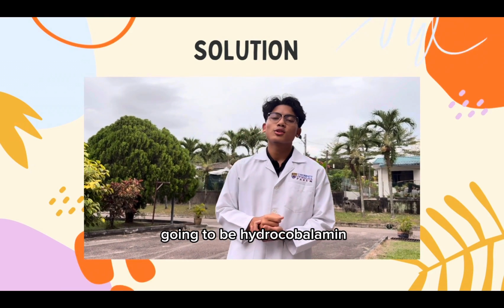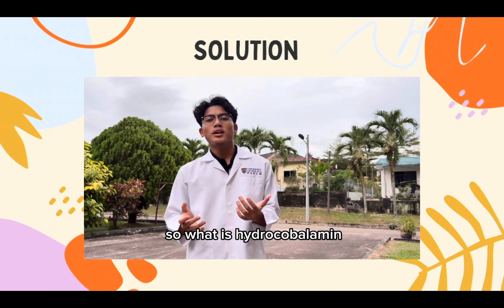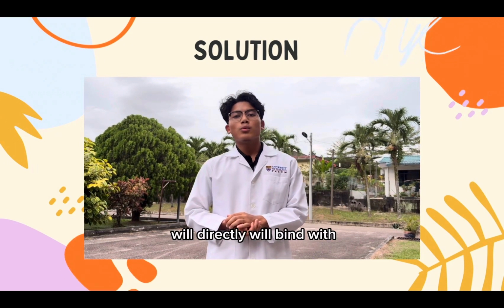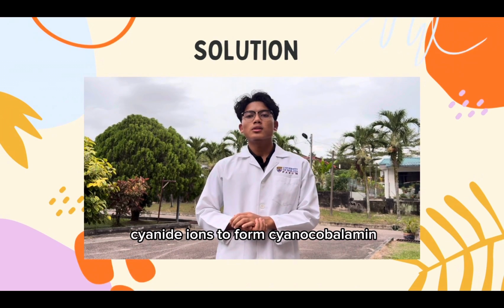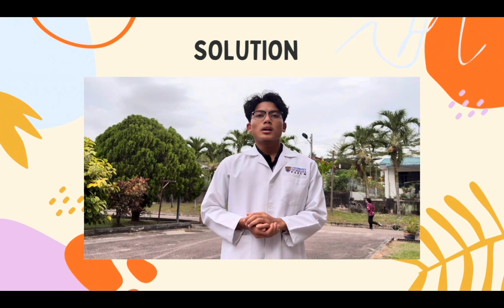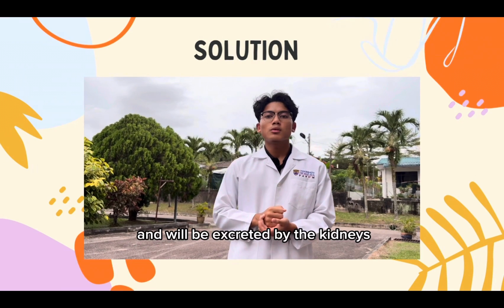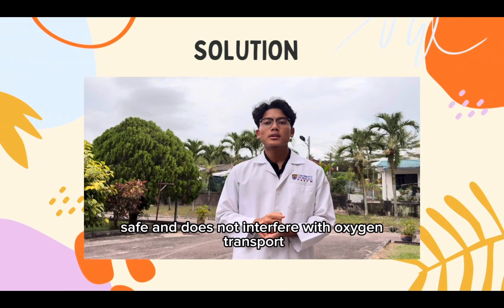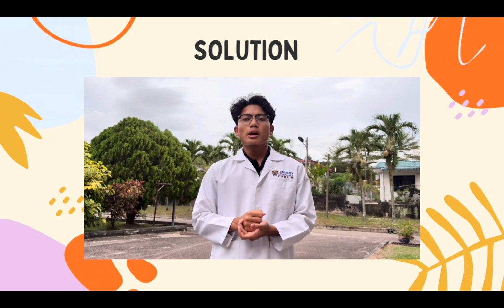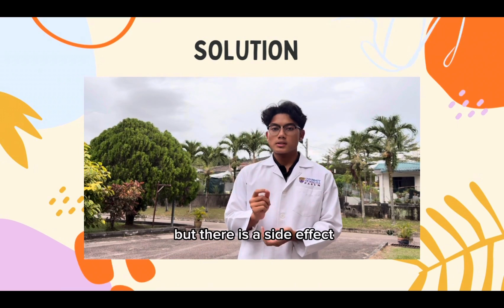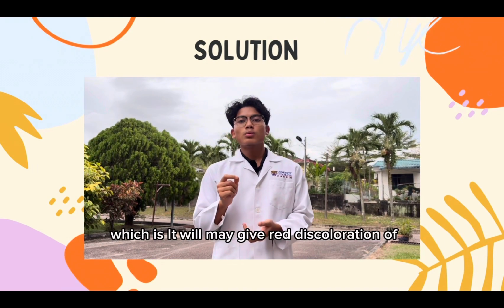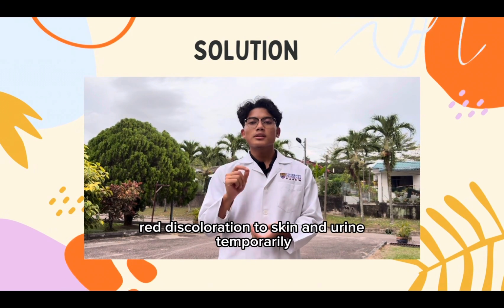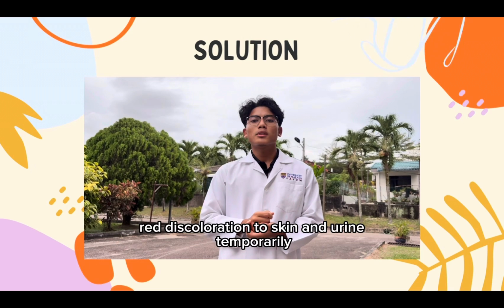If you think of cyanide toxicity, the number one drug we are going to use is hydroxycobalamin. So what is hydroxycobalamin? Hydroxycobalamin is a form of vitamin B12 precursor that will bind with cyanide ions to form cyanocobalamin. This complex is non-toxic and will be excreted by the kidneys. It acts rapidly, is safe, and does not interfere with oxygen transport, making it the antidote of choice. But there is a side effect, which is that it may give temporary red discoloration to skin and urine.